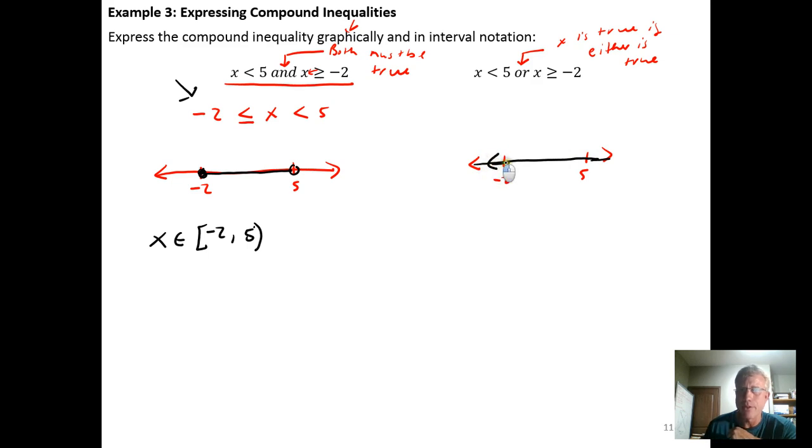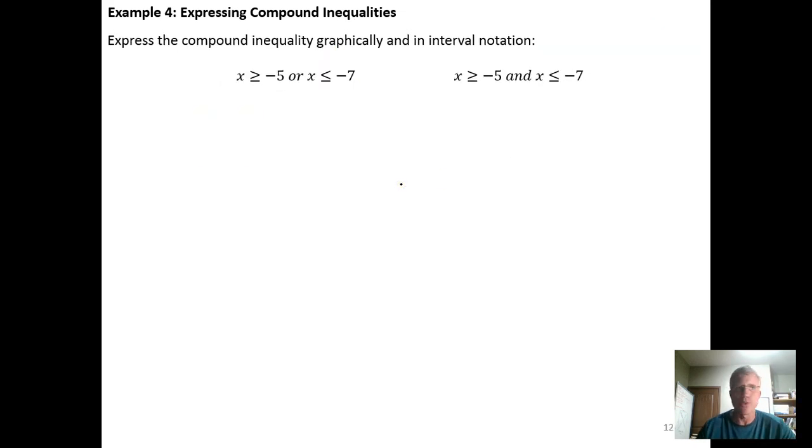I would, on here, draw in over my number line a line that went infinitely far in both directions, because it's always going to be the case that either x is less than 5 or x is greater than or equal to negative 2. In interval notation, I would just say x is an element of the interval from negative infinity to infinity. So I get very different results when I use an and an or. And a big part of the next few homework assignments will be to distinguish between when you're in an and situation or an or situation.